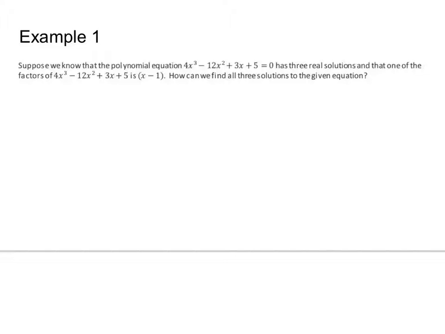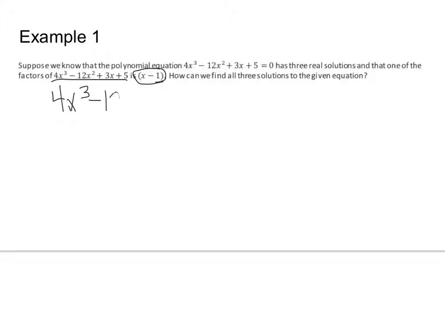Suppose we know that the polynomial equation 4x cubed minus 12x squared plus 3x plus 5 equals 0 has 3 real solutions, and that one of the factors of 4x cubed minus 12x squared plus 3x plus 5 is x minus 1. How can we find all 3 solutions to the given equation? Okay, not too bad. We need to use our division skills. So what we just said was this is one of the 3 factors of this polynomial. So we need to figure out what the other 2 are.